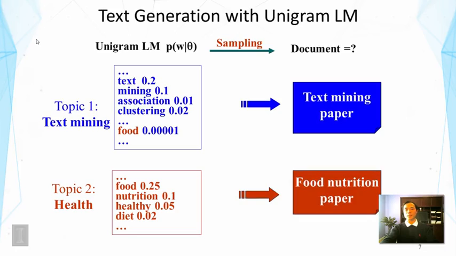Similarly, from the second topic, we can imagine we can generate a food nutrition paper. That doesn't mean we cannot generate this paper from text mining distribution. We can, but the probability would be very, very small. Maybe smaller than even generating a paper that can be accepted by a major conference on text mining. So the point here is that given a distribution, we can talk about the probability of observing a certain kind of text. Some text will have higher probabilities than others.